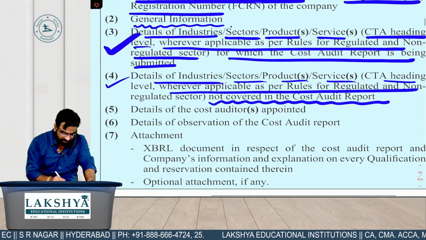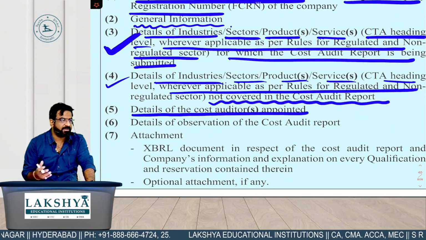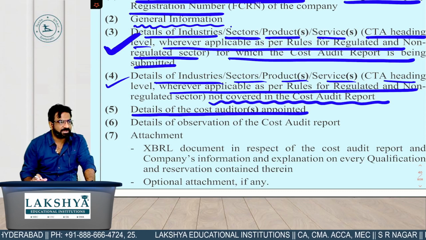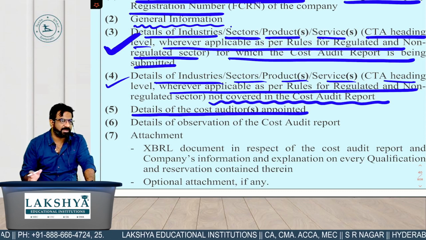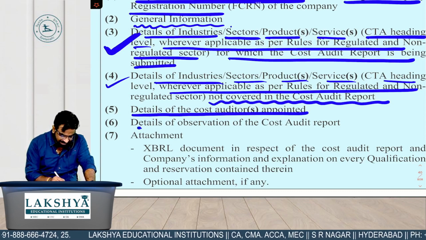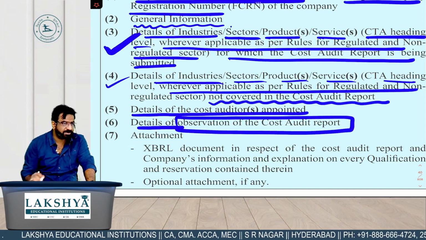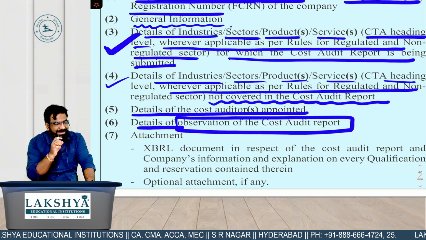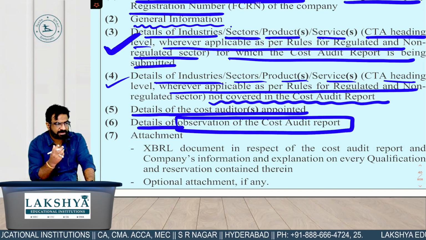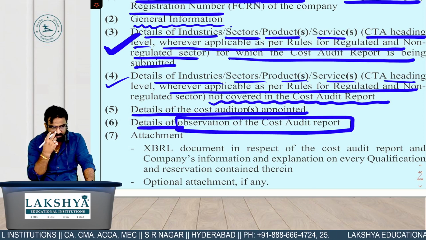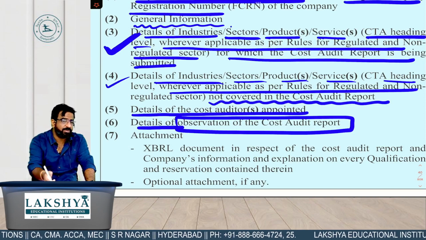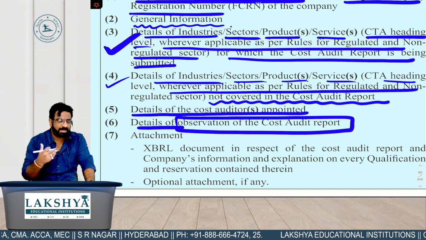Then the details of what? Cost auditors, whether you are individual or joint cost auditors, their address, membership number, occupation, everything, and details of the observation. This is the main part. What do you mean by details of observations? The various negative areas or reservations, or the areas where the auditor has made some observations, on which who will give the explanation? Board will give the explanation.